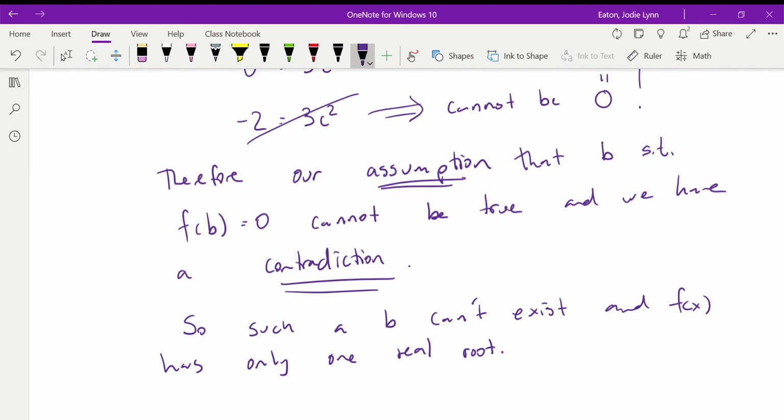As a side note, this form of proof is called proof by contradiction, where you assume the opposite of what you want to prove and then show that it leads to such disasters as 3c squared being equal to minus 2, or some other mathematical statement that simply can't exist. We call that the contradiction, which means our original assumption must be false.